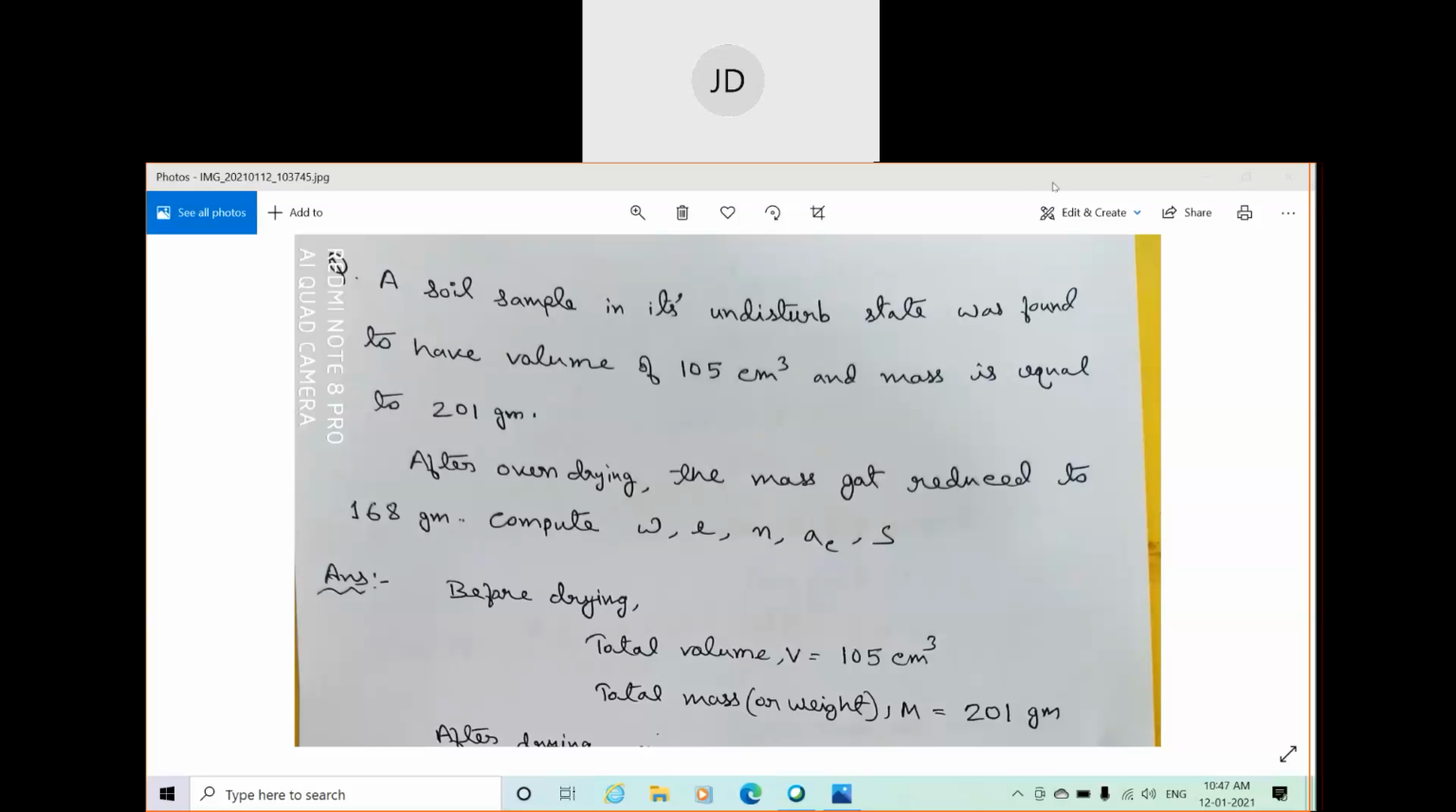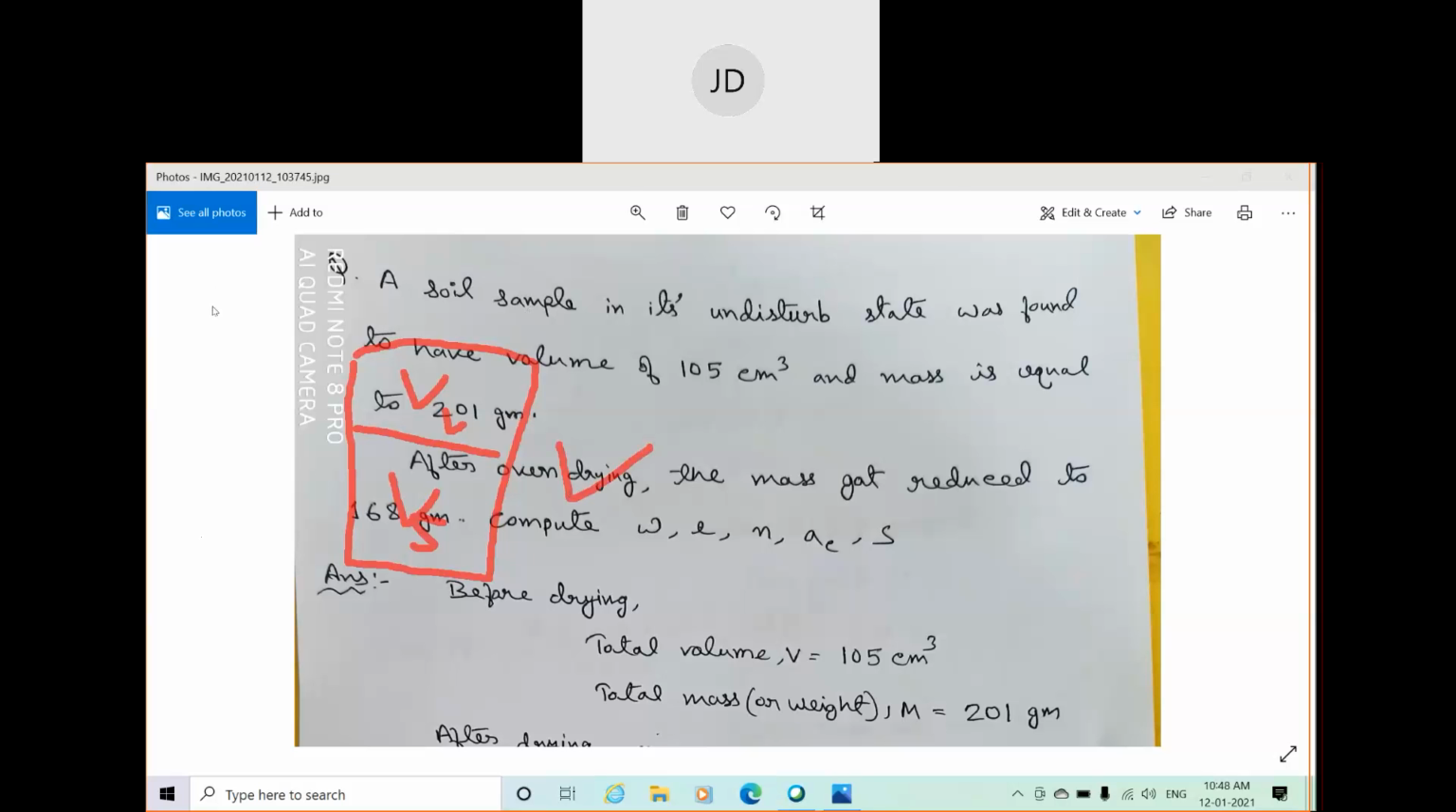If possible, you can also draw a phase diagram. You remember the phase diagram, no? This kind of phase diagram is there, no? It has the volume of solid and the volume of voids, and the whole is what? Total volume, isn't it? I think you remember this.